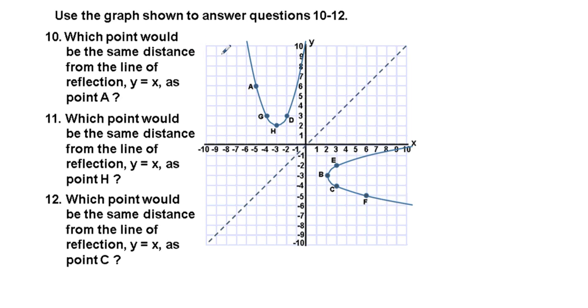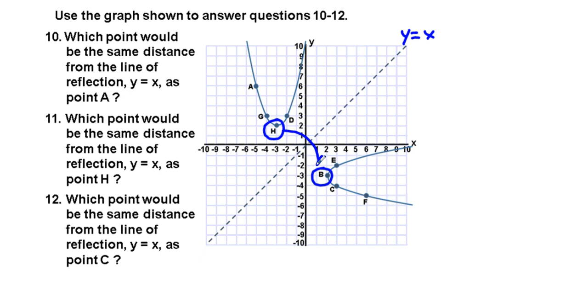Use the graph shown to answer questions 10 through 12. I will, with consistency, do only the odd number problem, which is 11. Which point would be the same distance from the line of reflection, y equals x, and there we have the line y equals x, line of reflection, as point H? So we identify point H right here, and it's going to be reflected about point B here, because they reflect about this line y equals x.